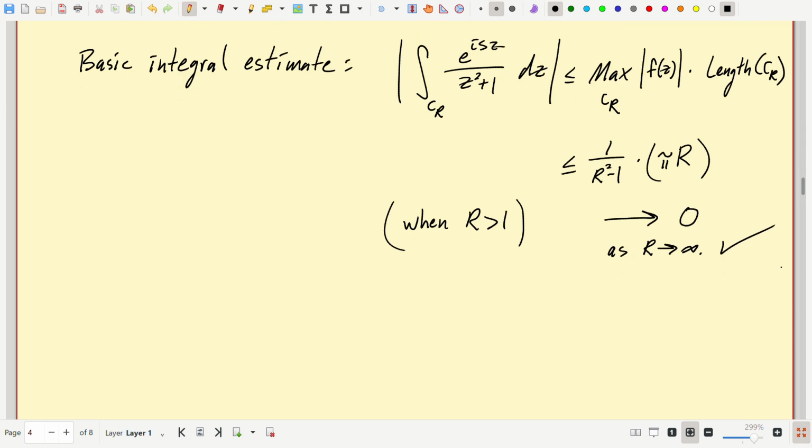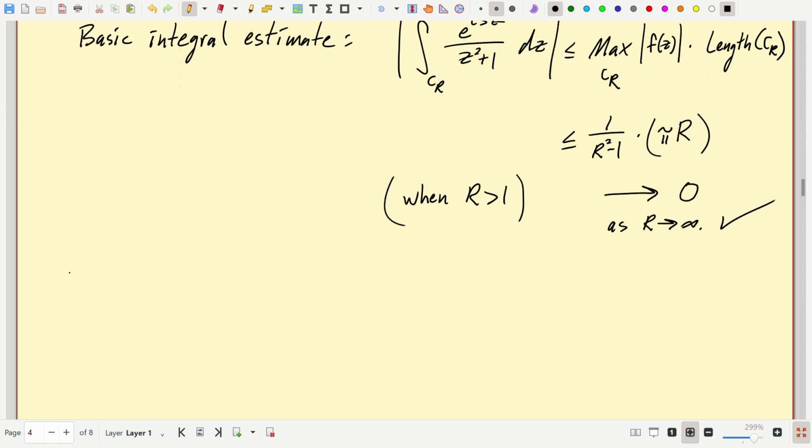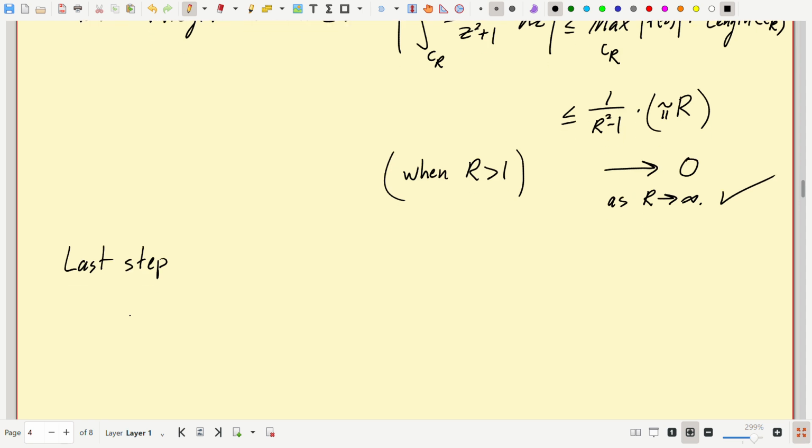So we're almost done. The last step is to calculate the residue. And that's fairly easy here because I can factor that denominator. That makes it kind of straightforward. So e to the i s z over z squared plus 1, I factor the denominator and get 1 over z minus i times z plus i.